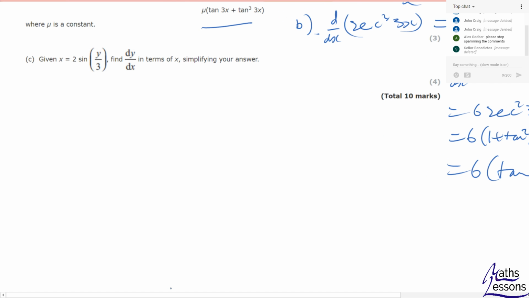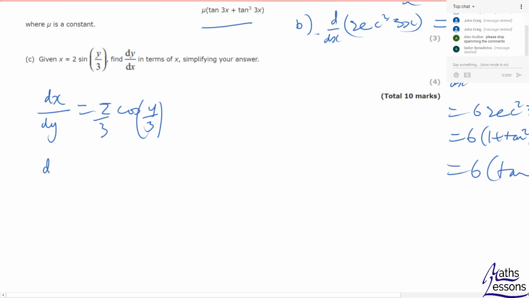Right, let's have a look at this one. Given that x equals 2 sine y over 3, let's find dy by dx in terms of x. Well, first of all, the easiest way I think to do this is just actually find dx by dy. So let's do dx by dy, and we'll get the sine goes to... no, it doesn't go to minus cos, it just goes to 2 cos. And we've got a third coming out as well, because the y over 3 differentiates to 1/3. So there's another little bit of chain rule. So you get 2/3 cos y over 3.